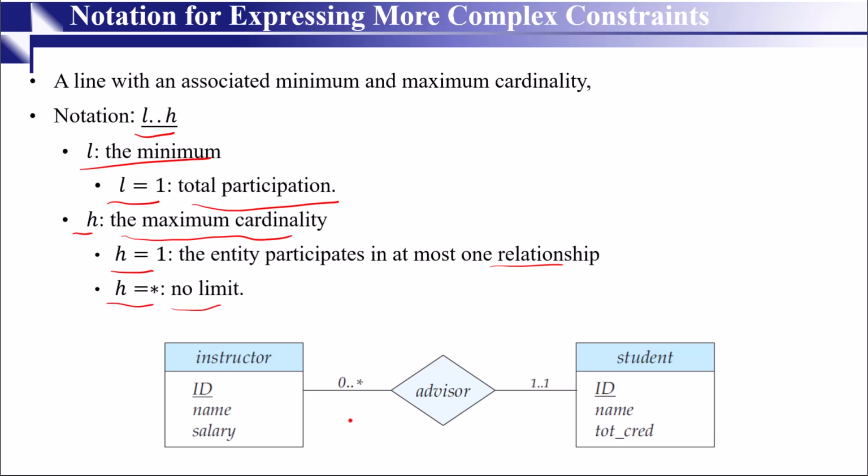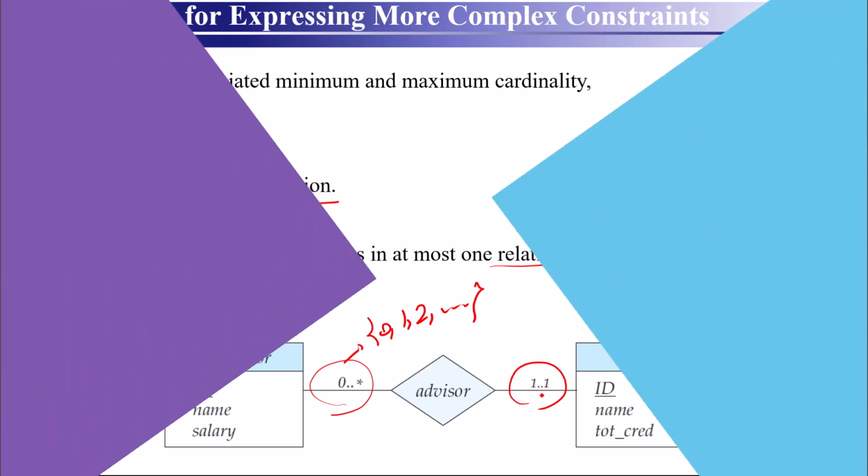You can see here, an instructor can advise 0 or more students, right? So you can see here, we can say 0, 1, 2, up to many. And here you can see 1 and 1. It means a student must have one advisor and only one advisor, cannot have multiple advisors.